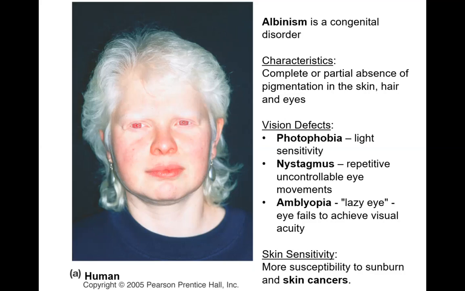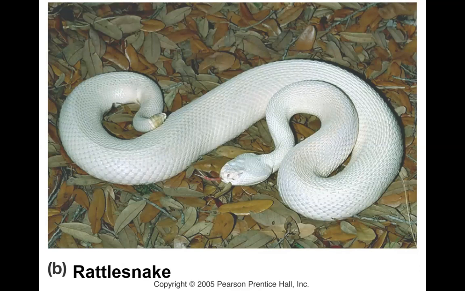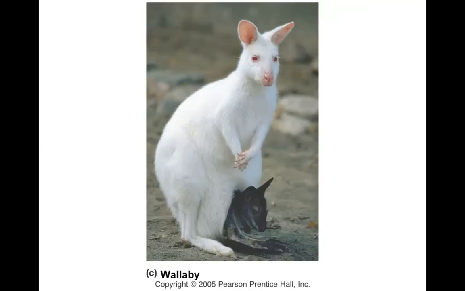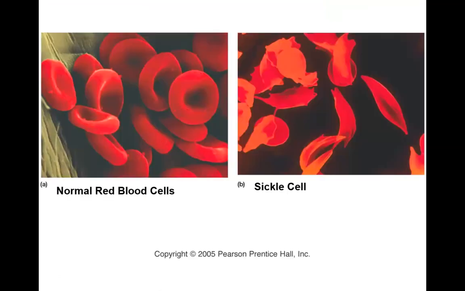Now, this type of albinism is not limited to humans. Other examples include rattlesnakes and also wallaby, although they do tend to happen naturally in very, very small numbers in nature. Here's another example of mutations that can cause drastic differences in the physique of a molecule or a particular structure. Take a look at this.